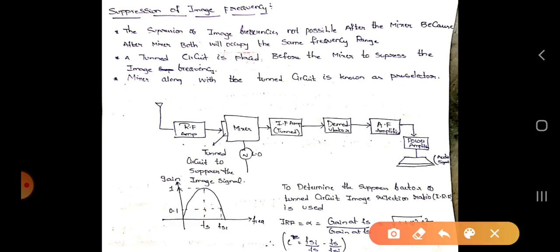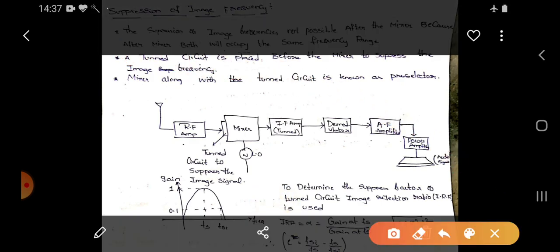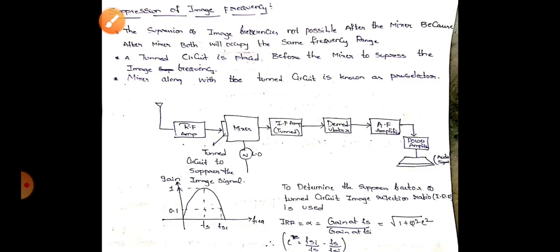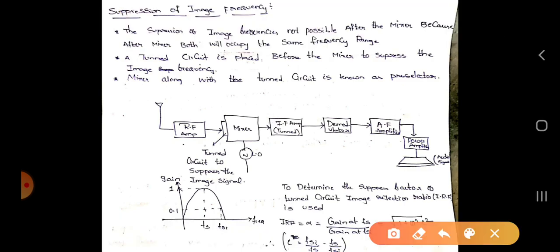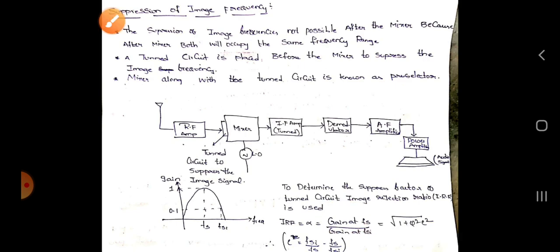And in order to determine this suppression of the image frequency, we consider one factor, which is the image rejection ratio. Image rejection ratio is nothing but the ratio of gain at Fs divided by gain at Fsi.